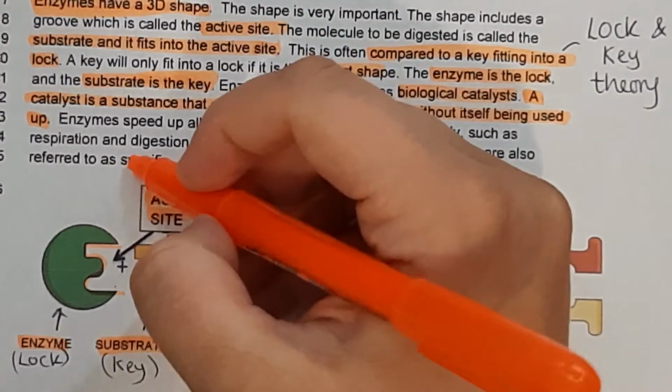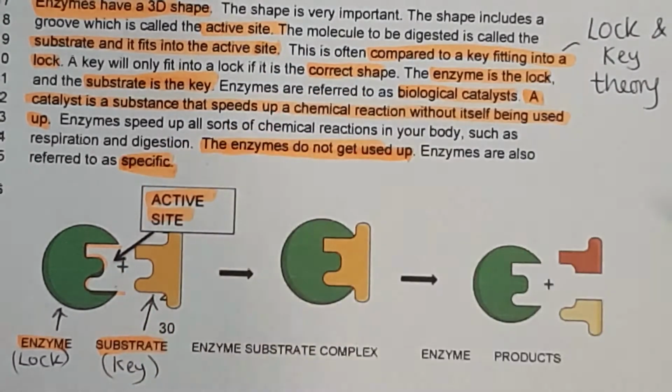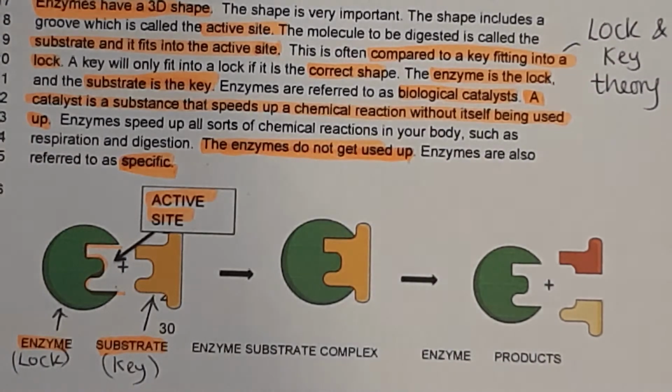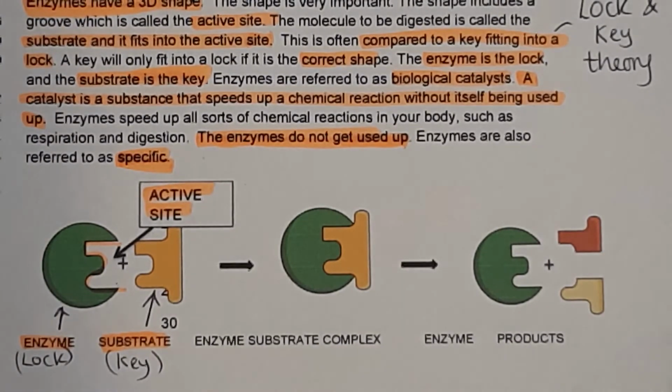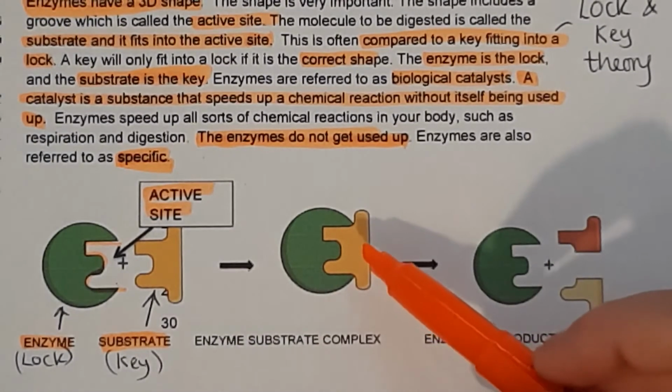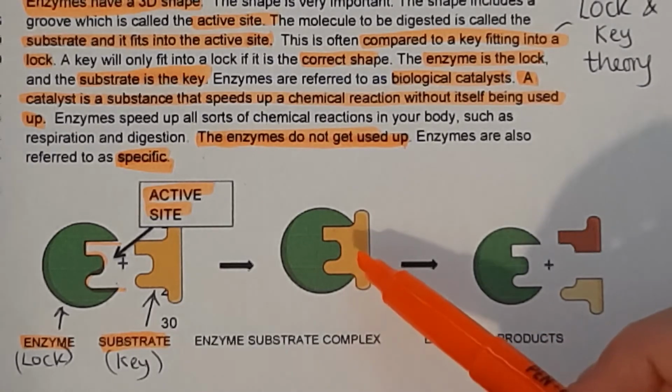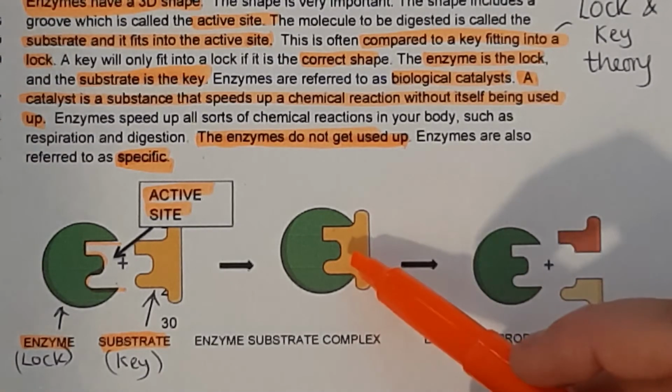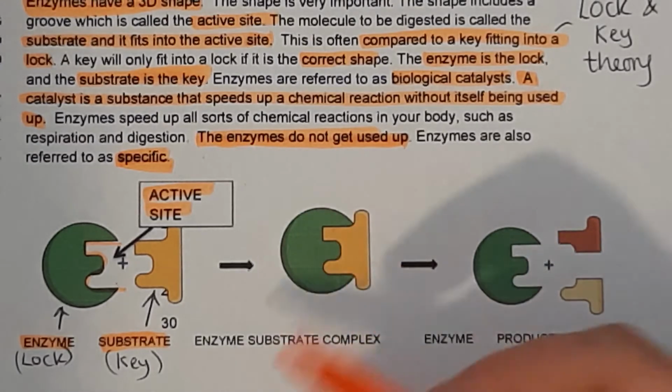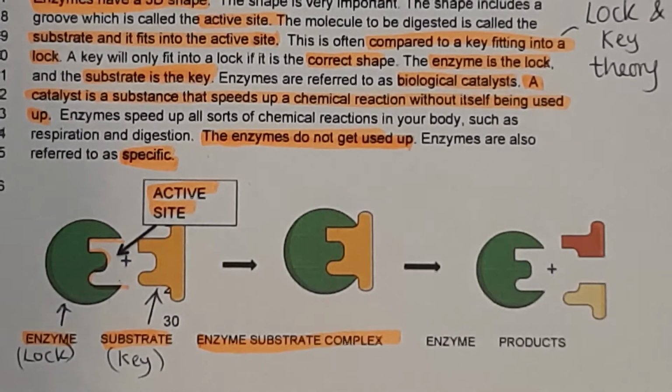Now, we talk about enzymes being specific, and that's because, as I said earlier, this lock only fits one specific key, okay? So the enzyme will only fit one specific type of substrate, and that's why we call them specific, because only one molecule type will fit in there. And so this is what happens. So our substrate comes along, and this could be some protein, it could be some lipids, it could be some starch, and it's going to come along and it's going to fit into our lock, the enzyme. And this is called the enzyme substrate complex.